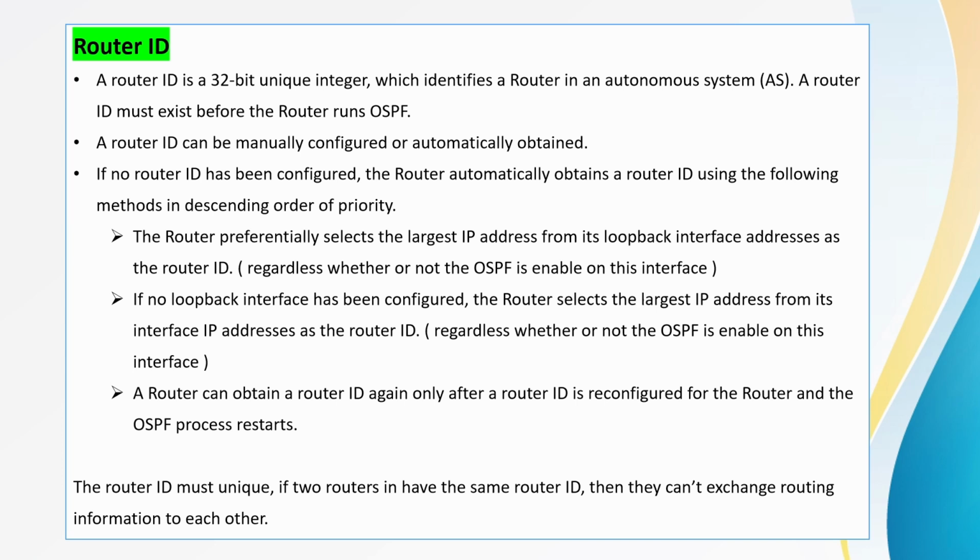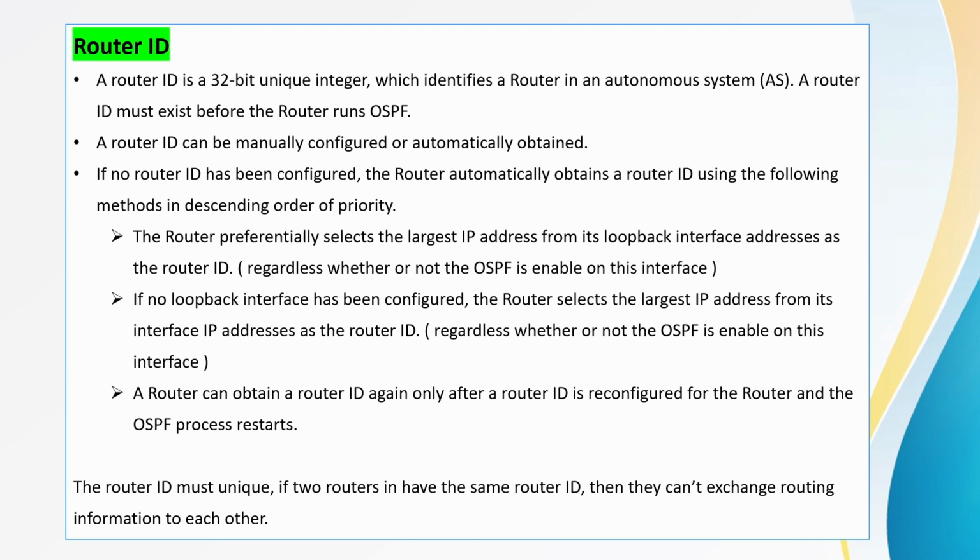Router ID is a 32-bit unique integer which identifies a router in an autonomous system. A router ID must exist before the router runs OSPF. A router ID can be manually configured or automatically obtained. If no router ID has been configured manually, the router automatically obtains the router ID using the following method, in the descending order of the priorities.